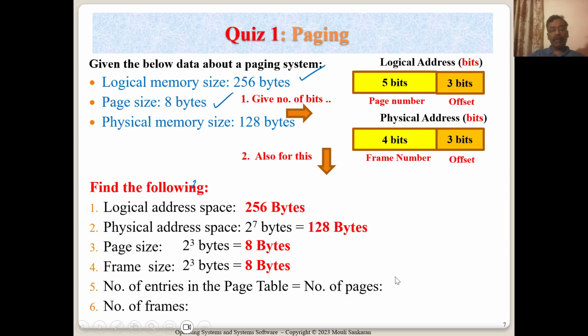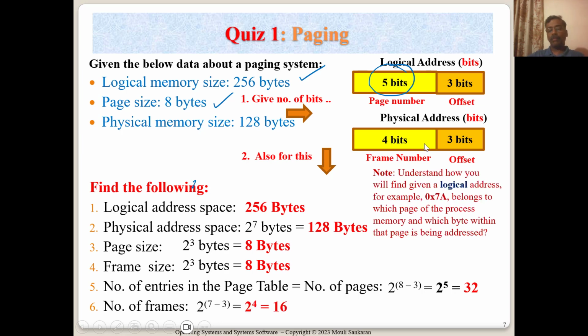Now, what about the number of pages in the page table? How do you find out? The number of pages in a logical address: if I have 5 bits for the page number, I can access 2 to the power 5 pages, right? So 2 to the power 5 is 32. How many frames? 2 to the power 4. The frame number is 4 bits, so 2 to the power 4. So it's very simple binary arithmetic and binary numbers.